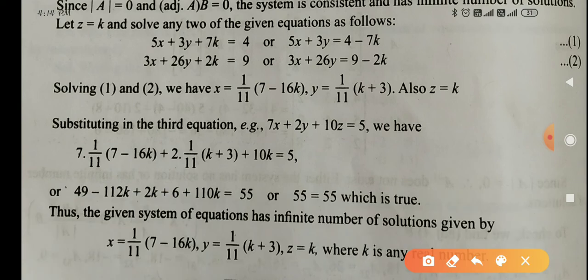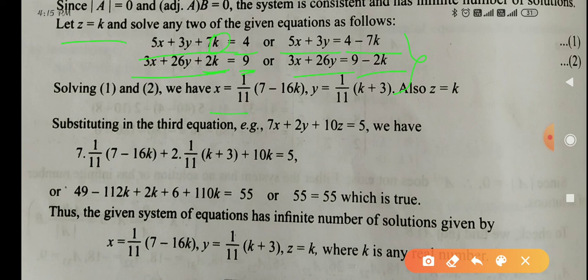Here you can see 5x plus 3y plus 7k equals 4. In place of z they are putting k. So 5x plus 3y equals 4 minus 7k, and 3x plus 26y plus 2k equals 9, so 3x plus 26y equals 9 minus 2k. Pay attention here: in the first and second equations they are putting z equals k, making two equations in x and y. Now they are solving these equations.